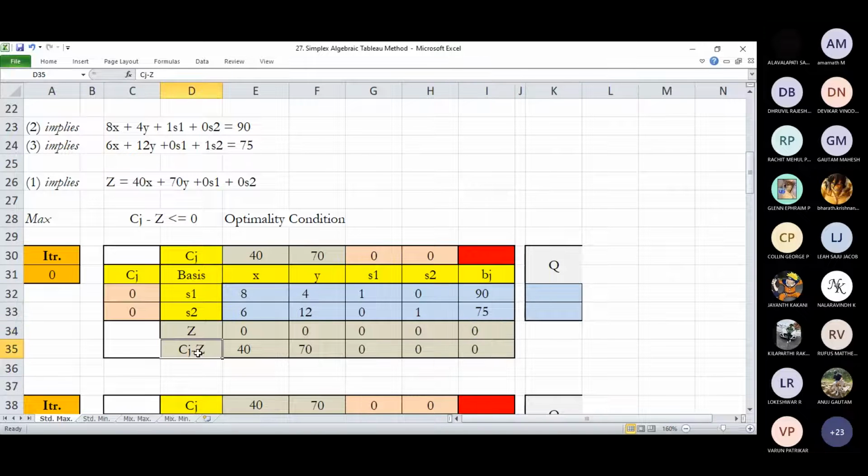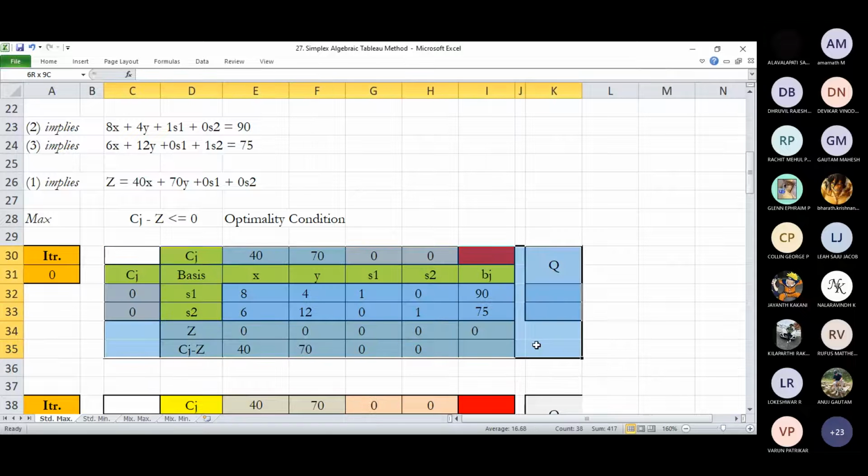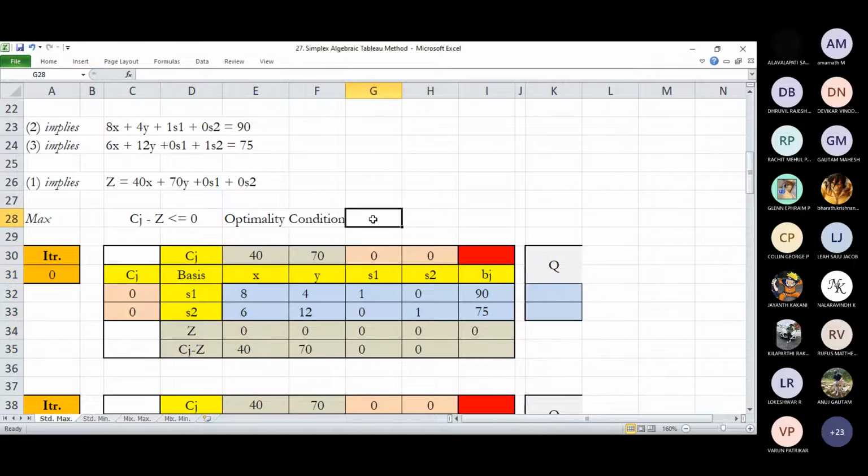Next is Cj minus z. We may not get this in the Cj row because we don't have any coefficient here. So Cj minus z is 40 minus 0, which is 40. 70 minus 0 is 70, 0 minus 0 is 0, 0 minus 0 is 0. So this is the initial setup. We have not solved it yet, we just got this simplex table in terms of an algebraic table.